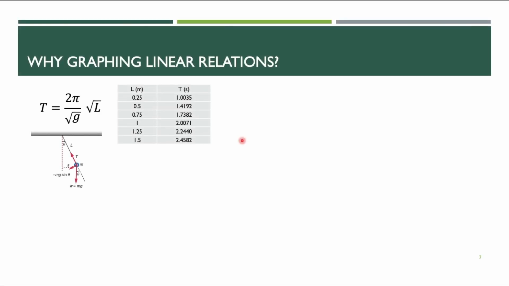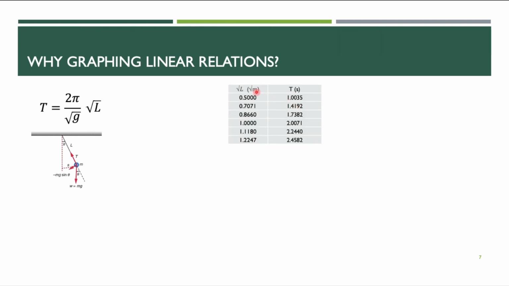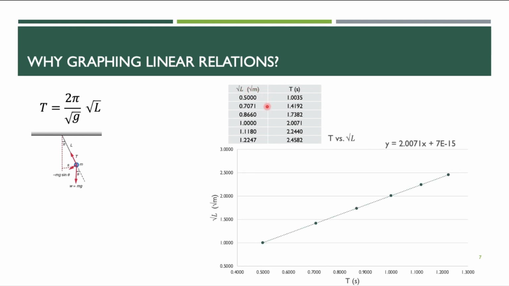So what's the point, and why do we care about graphing linear relations? As we said, the relation between the period and the length of the rope is not linear. What's linear instead is the relation between the period and the square root of the length. And when we make a plot of this relation, we get a set of points. And we decided to add a linear trend, and it turned out that all the data points lie on the same straight line. And this straight line has a slope and has a y-intercept.